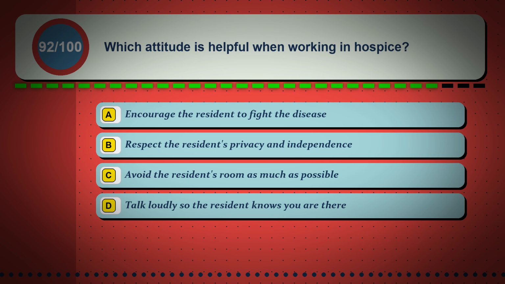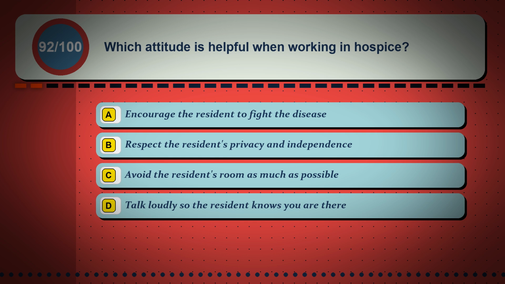Question 92. Which attitude is helpful when working in hospice? Option A. Encourage the resident to fight the disease. Option B. Respect the resident's privacy and independence. Option C. Avoid the resident's room as much as possible. Option D. Talk loudly so the resident knows you are there.